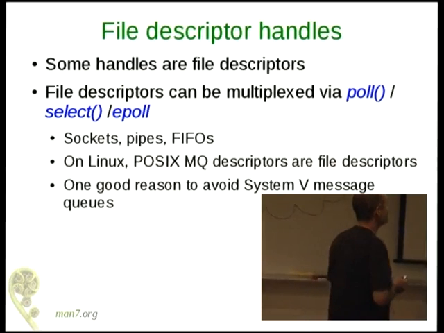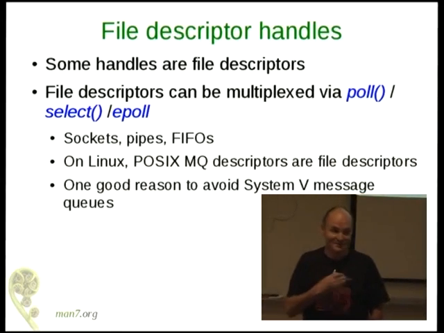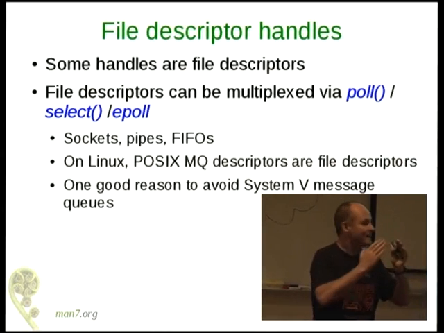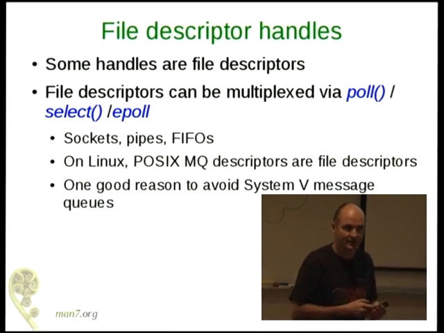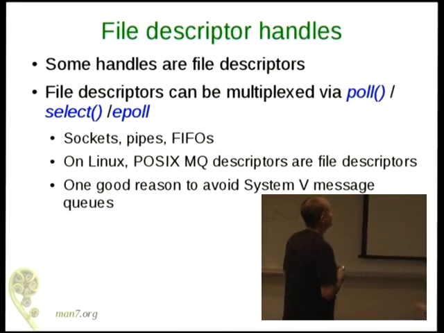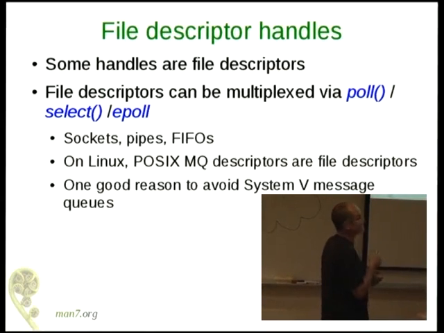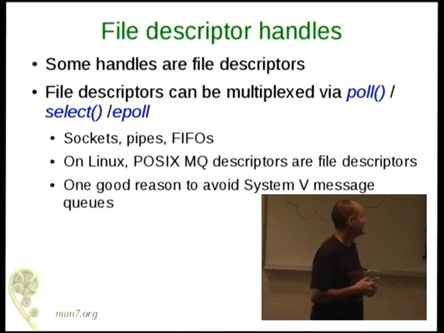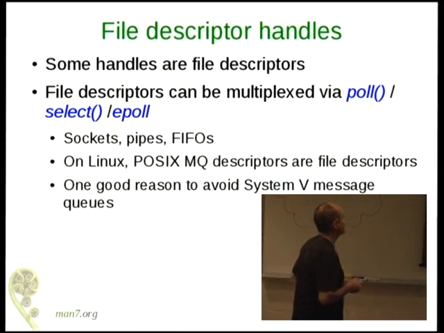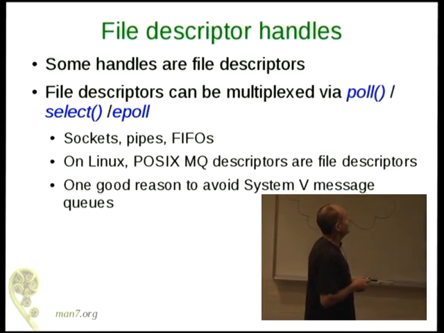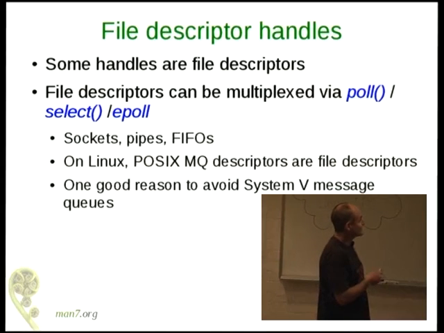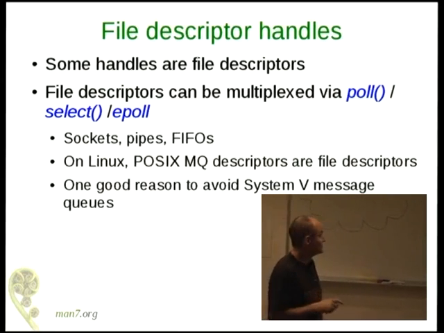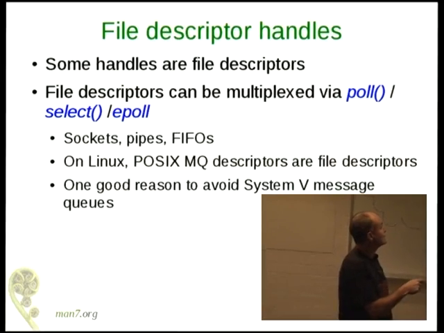I'm sorry, I don't have time to go into that. I just want to let you know that this does exist. It's a mechanism for monitoring multiple file descriptors, saying, is it possible to do I/O now on any of these file descriptors? I think there are now examples in all of those manual pages, so you should be able to piece it together. It's just worth knowing they exist. You can use these mechanisms with all of those IPC mechanisms, and this is one more good reason why people avoid System 5 message queues, because they don't use file descriptors and you can't use these techniques.